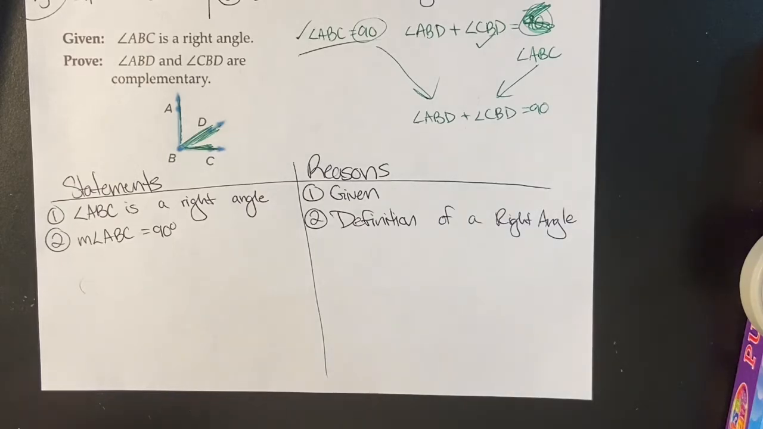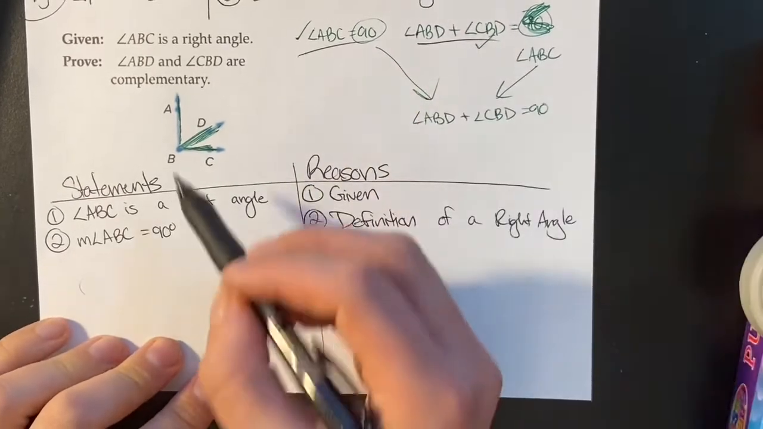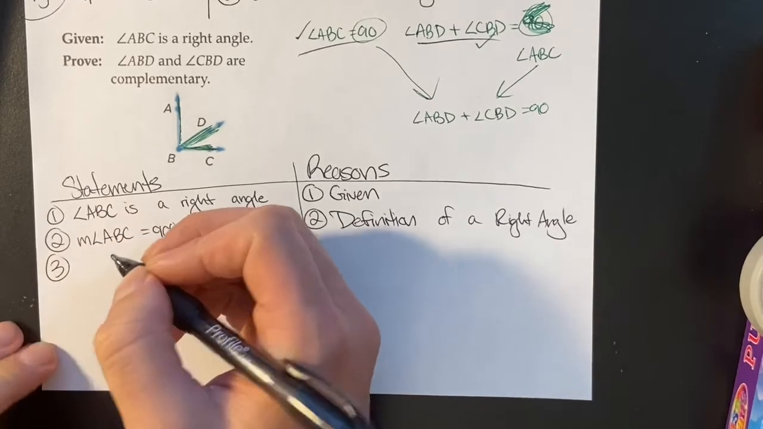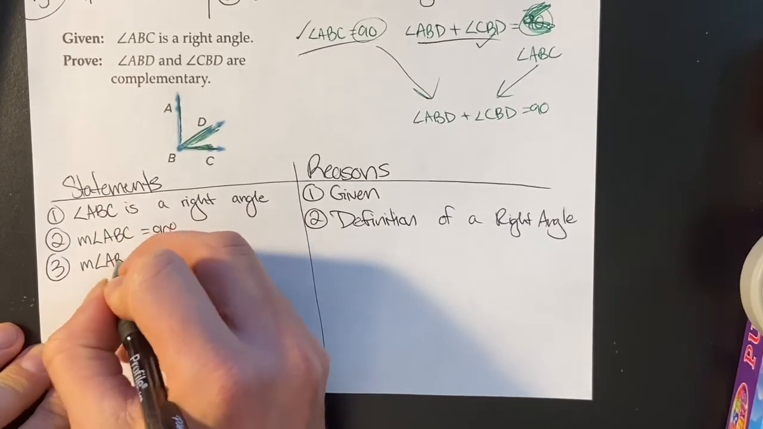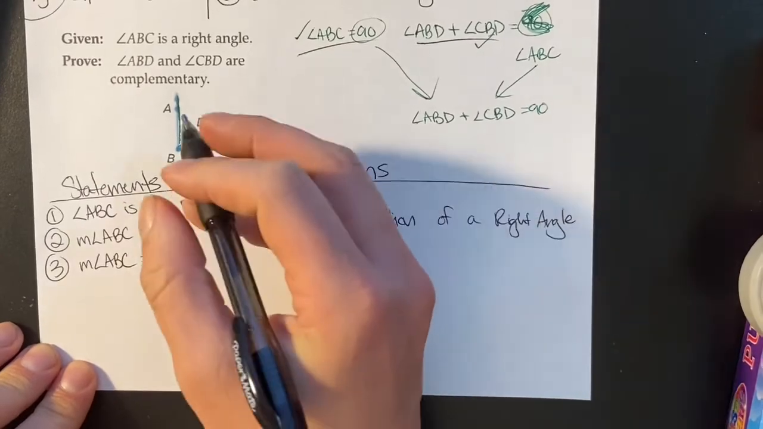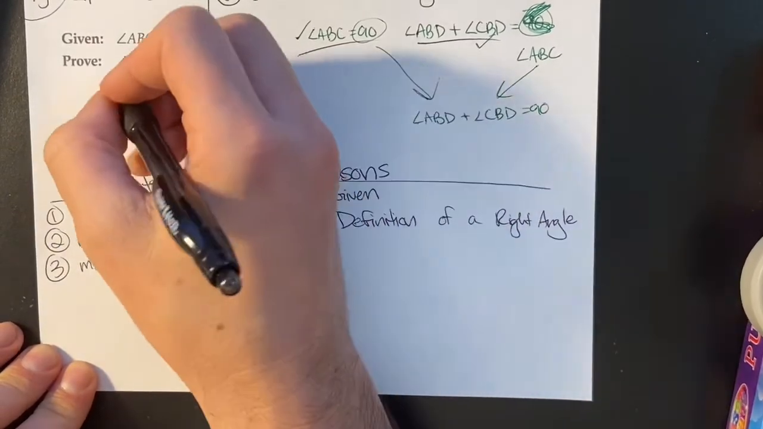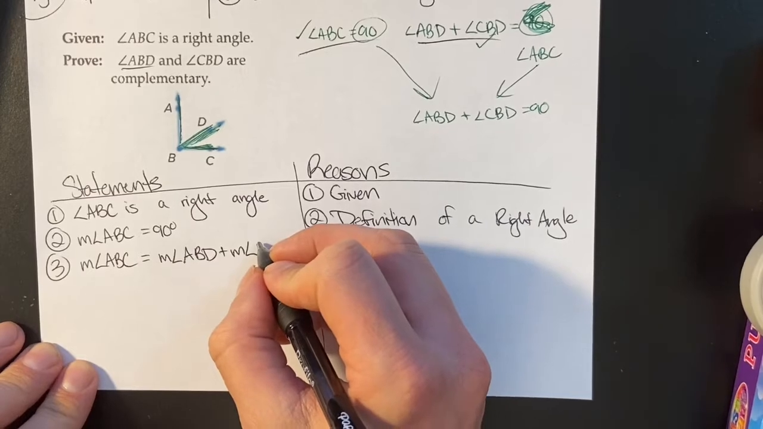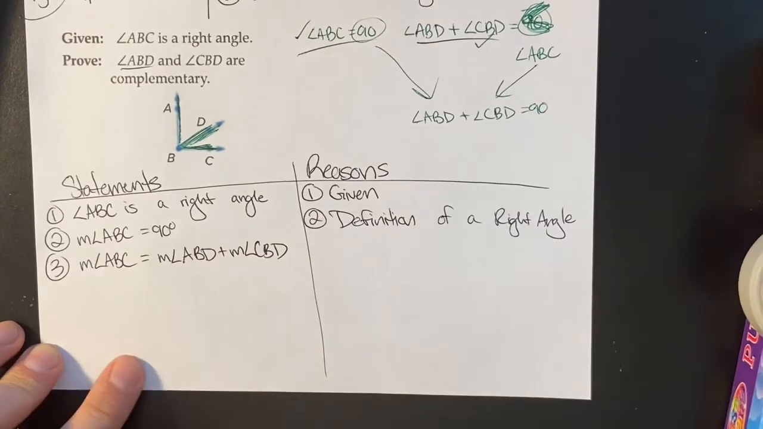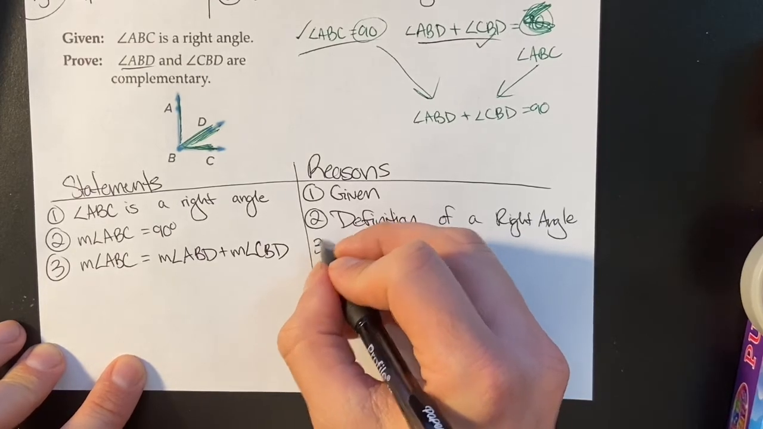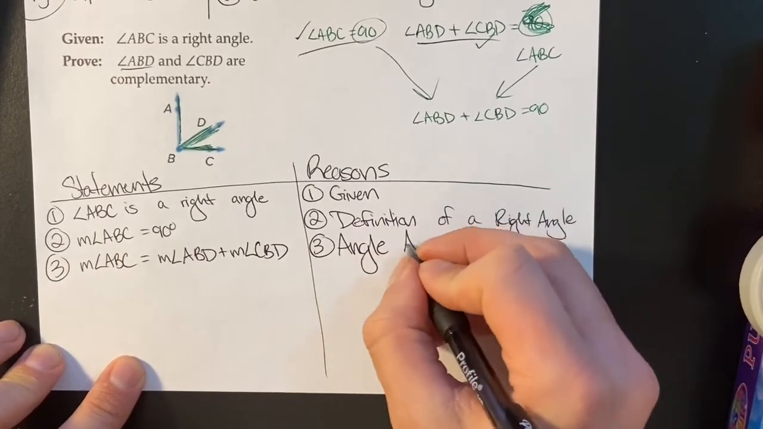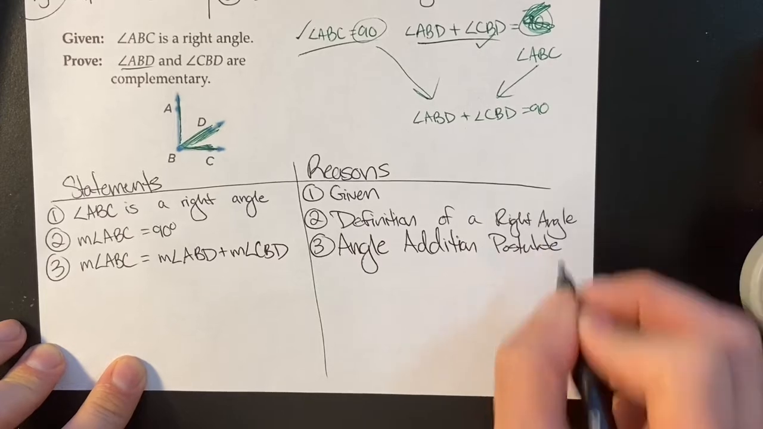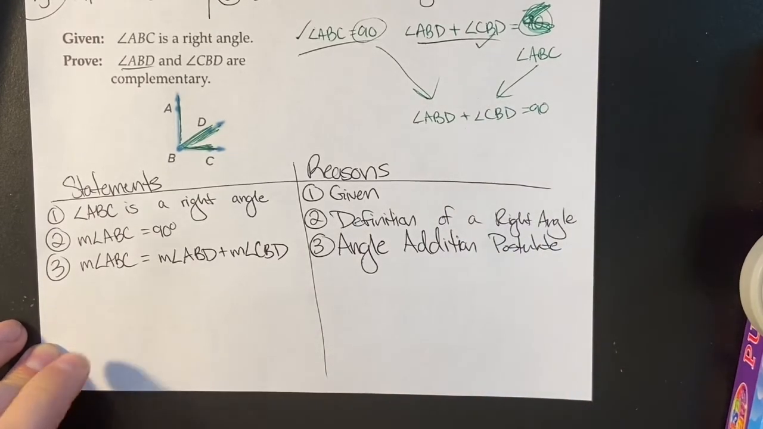Okay. I also know that angle ABC is made up of those two angles added together. So the measure of angle ABC is equal to the measure of angle ABD plus the measure of angle CBD. I want to make sure that I word it the way they word it. And when you add two angles to create a brand new angle, that's called the angle addition postulate. That's what it's called. Just like the segment addition postulate.